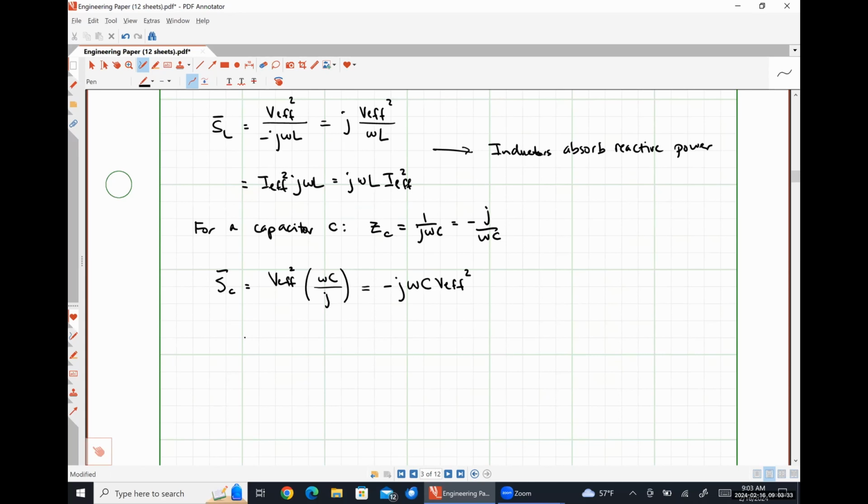In terms of our current, we're going to have I effective squared times negative J over omega C, which is going to look like negative J times I effective squared over omega C. And now we can look at what's going on here, right? So for a capacitor, we can see that the complex power is purely imaginary, but this time it's always negative. So capacitors actually supply reactive power all the time.